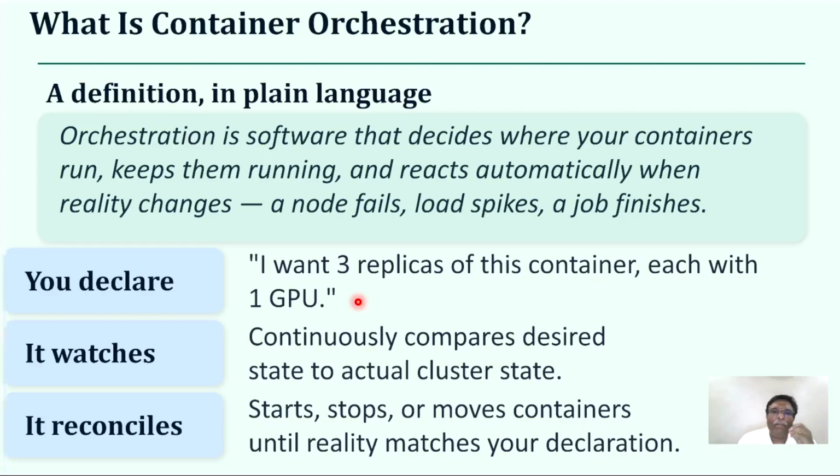The orchestration mechanism is that orchestration software is watching it. It continuously compares the desired state to the actual cluster state. It reconciles: it starts, stops, or moves containers until reality matches our declaration. So we want a certain specific thing. It is going to watch the state of the cluster at present, and then it is going to rearrange all the things in such a manner that, if possibility exists, whatever we declare, we will get that. That's what it means.